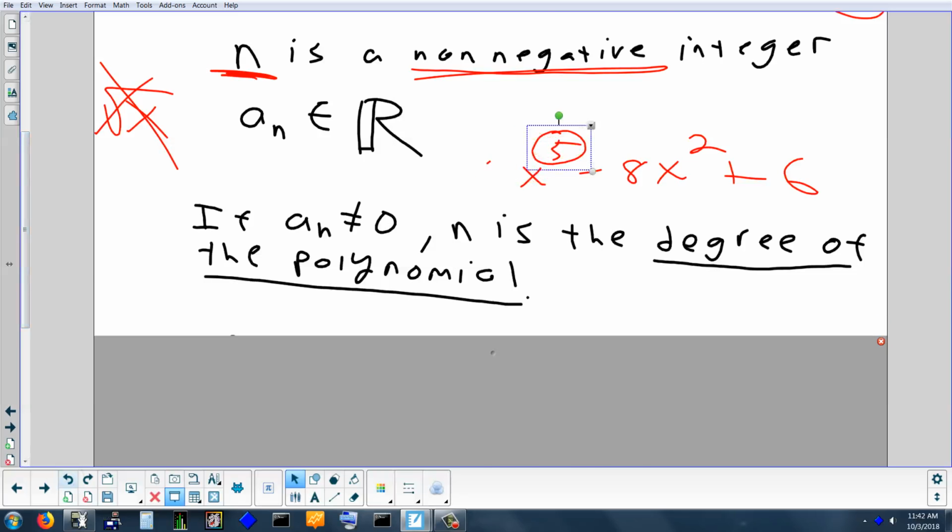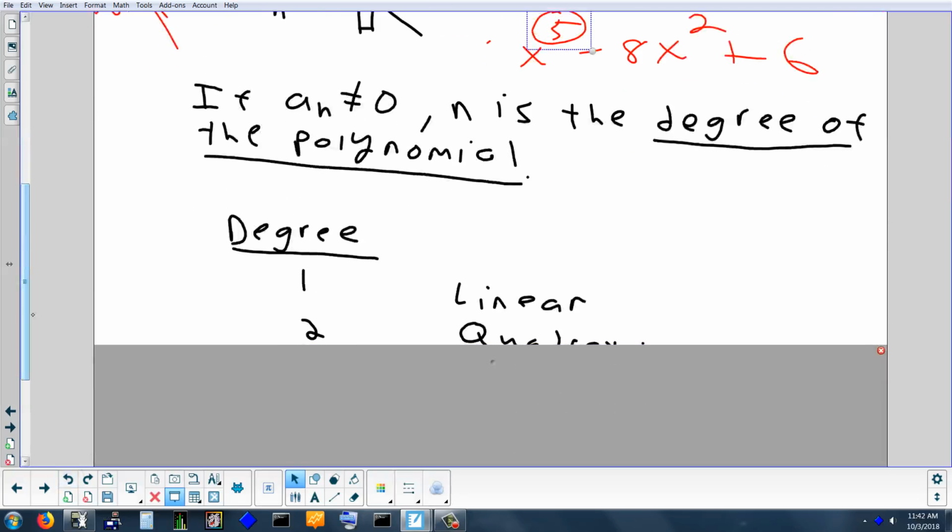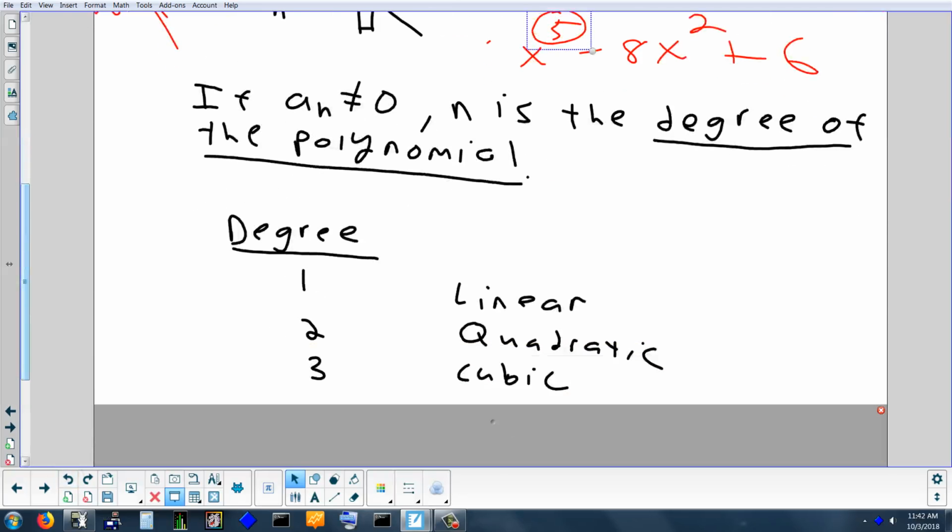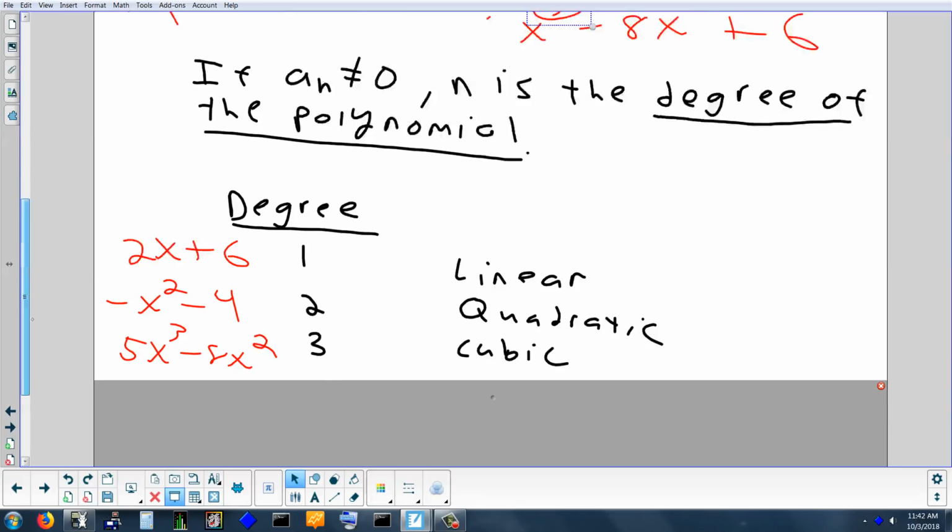Right, so as long as they don't do something cheap and put a 0 in front, the highest exponent is your degree. Now, some have special names. The highest exponent is a 1. That's linear. That's something like that. If the highest exponent is a 2, that's quadratic. And if the highest exponent is a 3, that's cubic. Okay, beyond that, we would just say we have a polynomial that's degree 10, degree 15, degree 1,000, whatever it is. Okay, we don't really use too many special names beyond that.